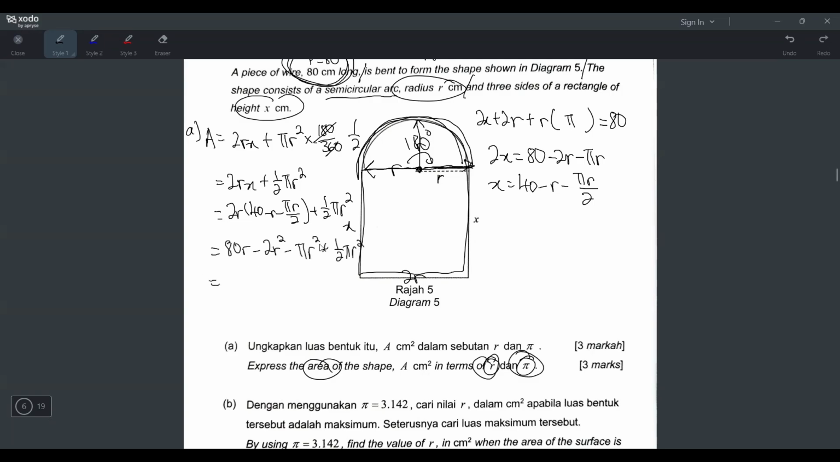Yes, we can do, because if you look carefully, this one is pi r square, right? So these two can be combined. But the 80r minus 2r square, that one cannot be done already. This one, 80r, only has r, and this one only has r square, so it cannot be combined. But this one can.